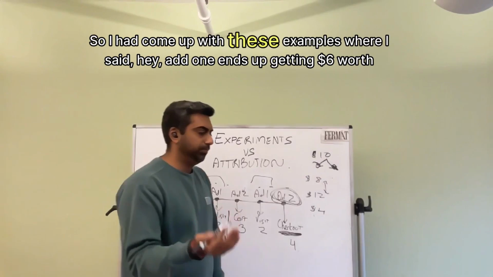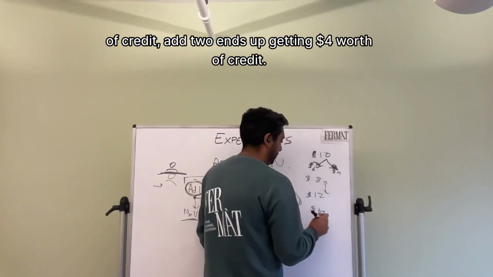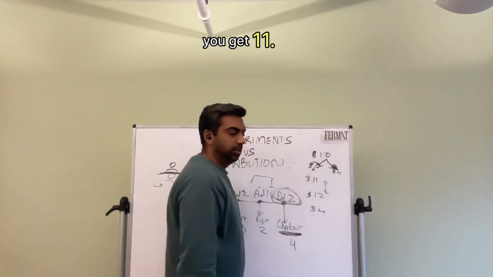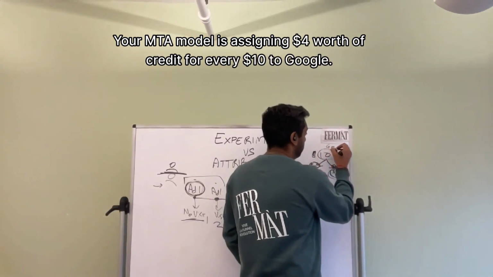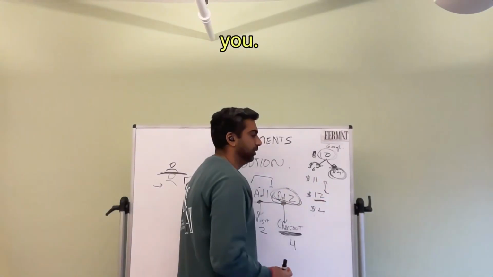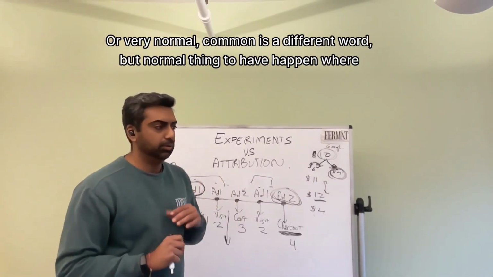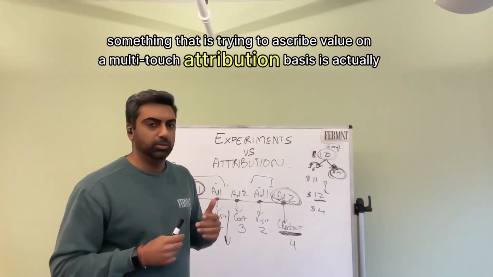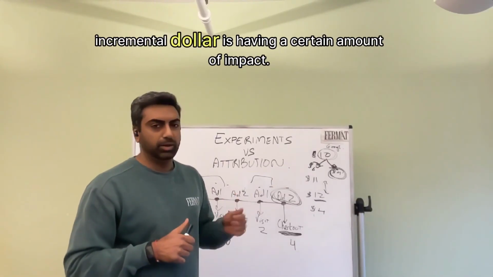So I had come up with these examples where I said, hey, ad one ends up getting $6 worth of credit, ad two ends up getting $4 worth of credit. Let's say what the MTA actually shows is that with both on you get 12, but with only Meta on you get 11. Your MTA model is assigning $4 worth of credit for every $10 to Google. Your Google spend looks way more efficient than what the incremental dollars are telling you. And this is a very normal thing to have happen, where something that is trying to ascribe value on a multi-touch attribution basis is actually pointing you in a different direction than something that is telling you where the incremental dollar is having a certain amount of impact.